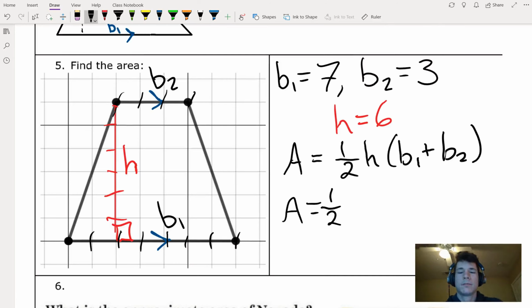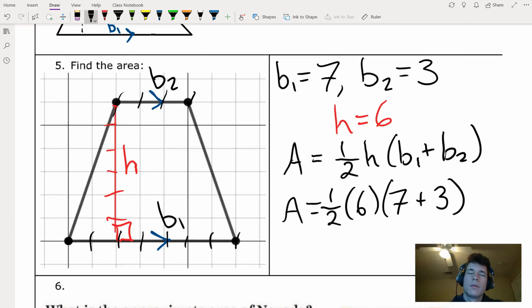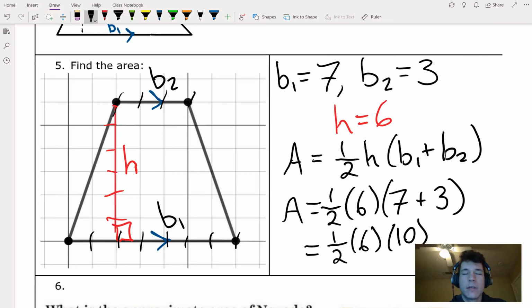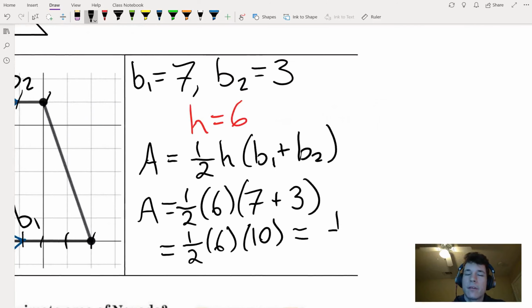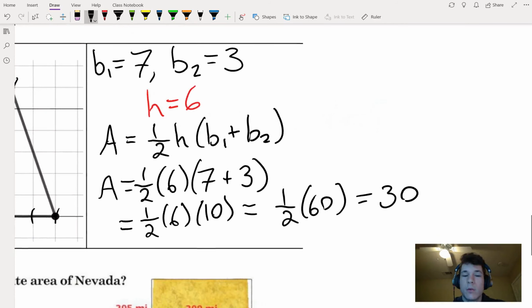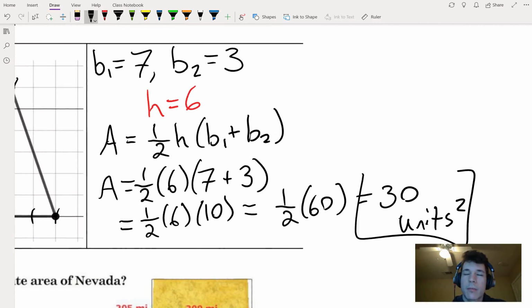1/2 times the height, which is 6, times B1 plus B2. We don't even need a calculator. 1/2 times 6 times 7 plus 3 is 10. 6 times 10 is 60, so this is 1/2 times 60, which is 30. And since we're dealing with a coordinate grid, we have to say units squared as my answer.